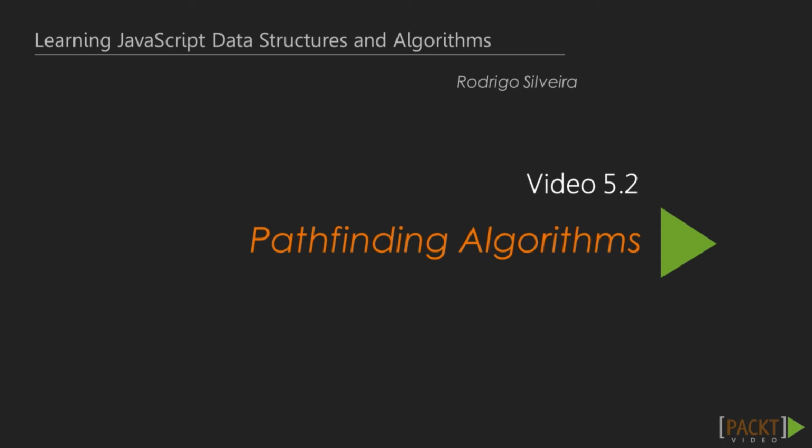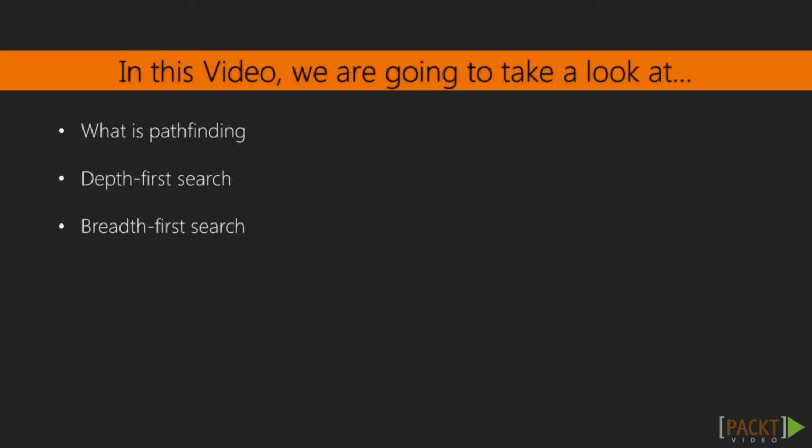Hello and welcome to video 5.2. In the last video, we talked about the basics of algorithms and how to measure their complexity using big O notation. In this video, we'll talk about two types of algorithms, namely depth first and breadth first searching.